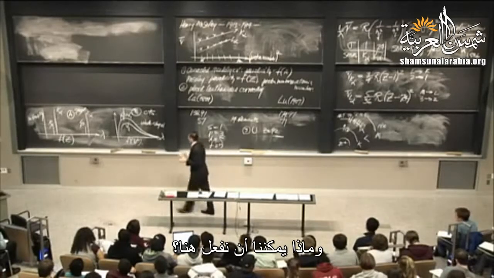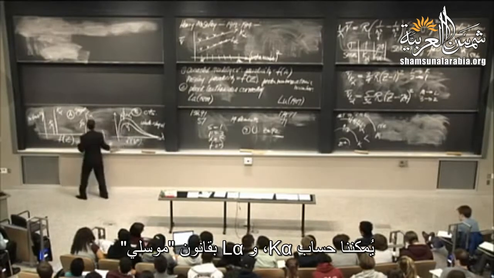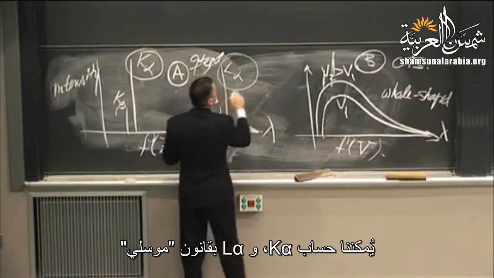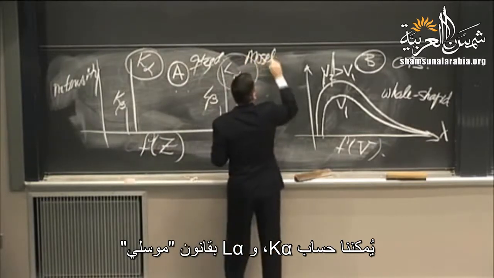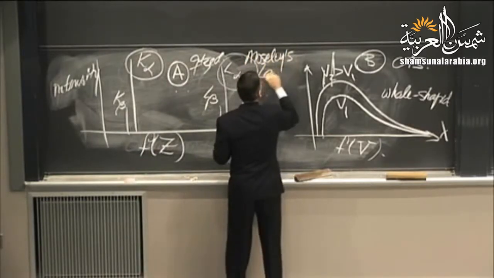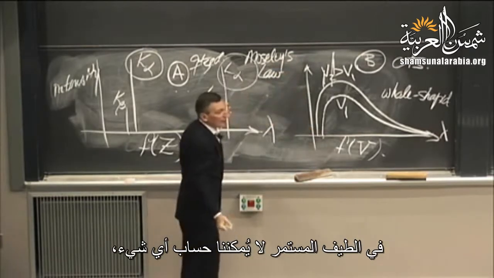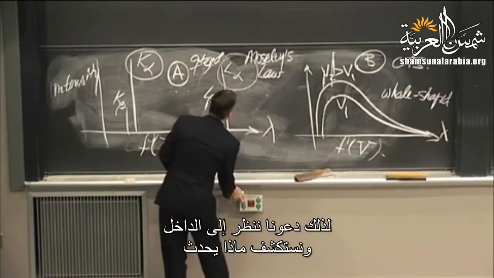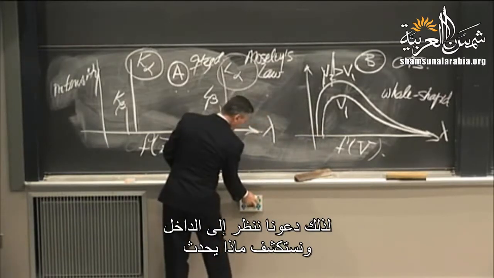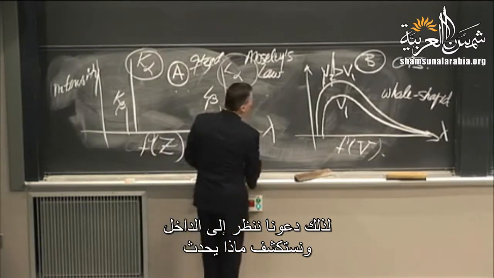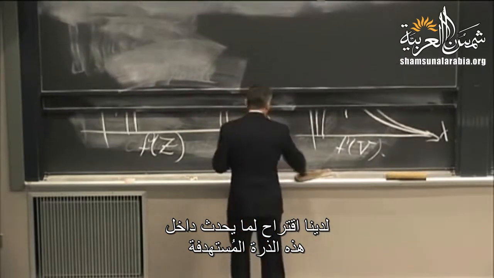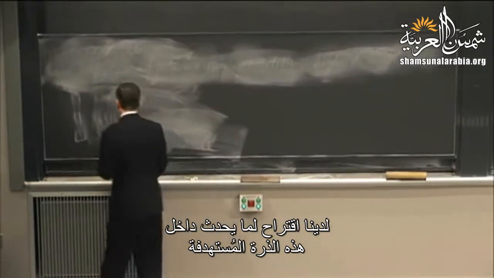And what can we do here? Well, we can compute K alpha, L alpha by Moseley's law. So Moseley's law will give us those values. The continuous spectrum, we can't do anything with that, with one exception. Here. So let's look inside and figure out what's going on.